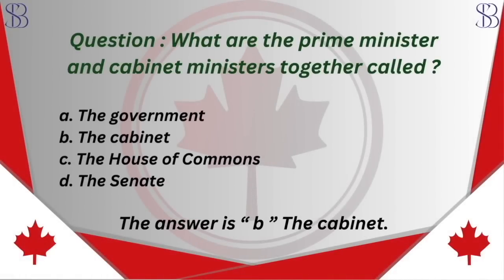Question: what are the Prime Minister and Cabinet Ministers together called? A. The Government. B. The Cabinet. C. The House of Commons. D. The Senate. The answer is B. The Cabinet.